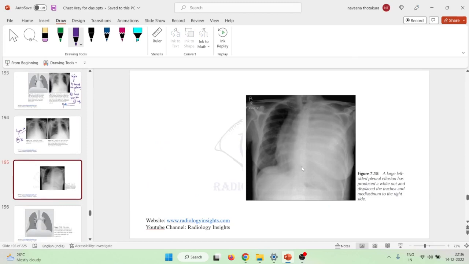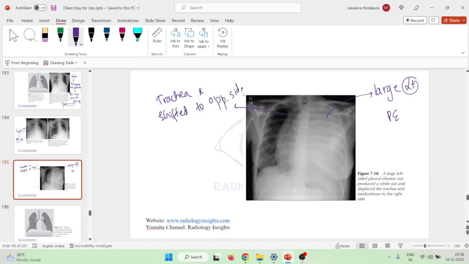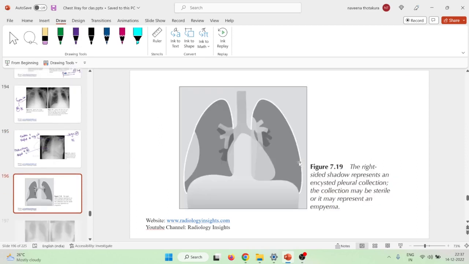See, this is the patient with large pleural effusion. If you see, this is a large left-sided pleural effusion. Because of that, see the shift of the trachea like this, it is shifted to the opposite side. Not only the trachea but even the mediastinum, see the heart coming to this side, the right. So the mediastinum is also shifted to the right. So this is a case of massive pleural effusion on the left side.